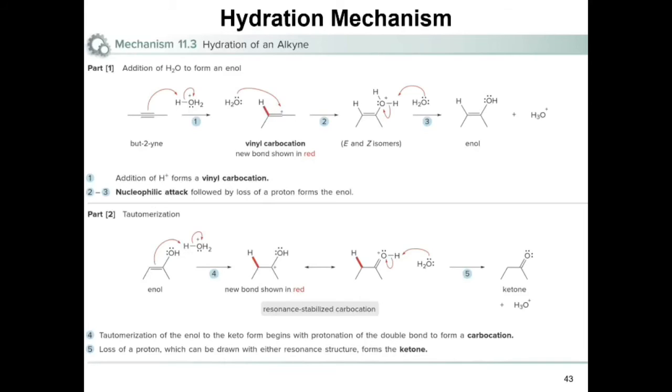So again, the first part in the hydration process is the formation of the enol. So we have an alkyne, which is protonated, and this results in the formation of a vinyl carbocation. The second step involves the nucleophilic attack by water, followed by the third step, which is deprotonation, and this results in the formation of the enol. And the second step in the hydration process is tautomerization. So the enol is first protonated, which results in the formation of a carbocation. And this carbocation is resonance stabilized so that the oxygen atom now bears a positive charge. And the last step is deprotonation, and this results in formation of ketone, the final product.